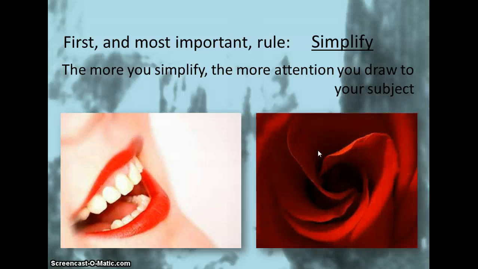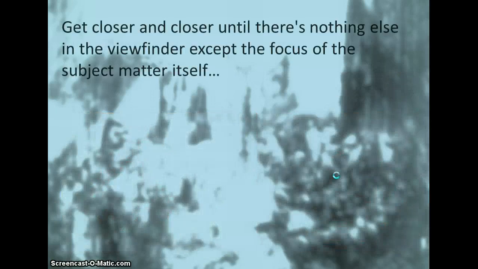In this painting here, or photograph, the photographer wanted to emphasize the form of the rose, and as we zoom in, we can see all the intricate folds and creases and tones and the form of the rose. You can see from here how it's more interesting than it would be if it was a big white space with a small rose in the centre. We get closer and closer till there's nothing else in the viewfinder except for the focus of the subject matter.